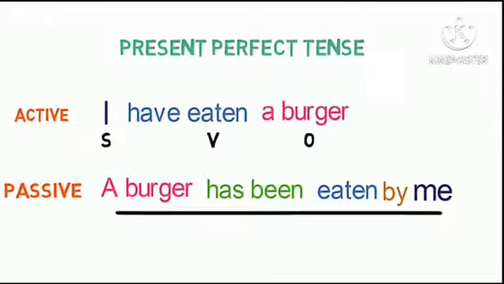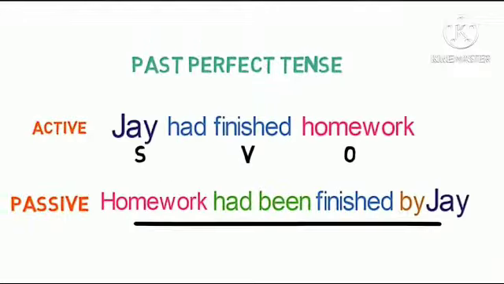For present perfect tense, the sentence is I have eaten a burger. The passive voice will be a burger has been eaten by me. Now the next tense, that is about past perfect tense. The sentence is Jay had finished homework. The passive form will be homework had been finished by Jay.